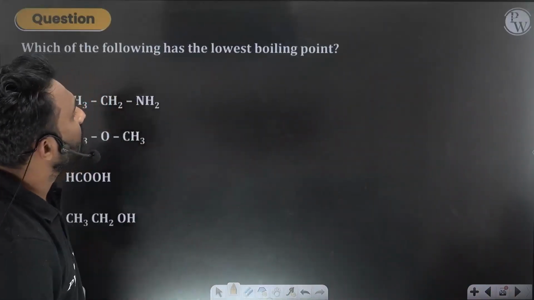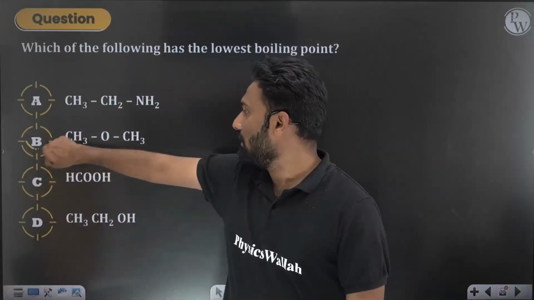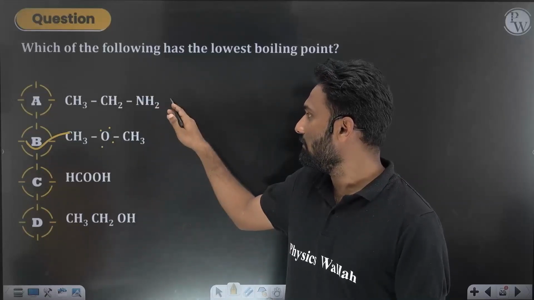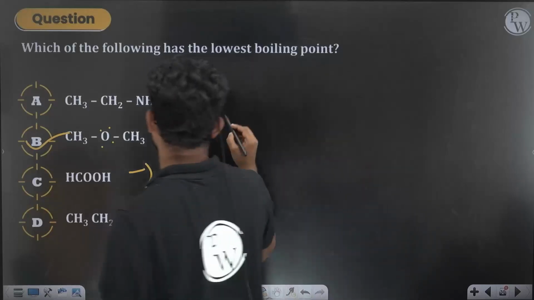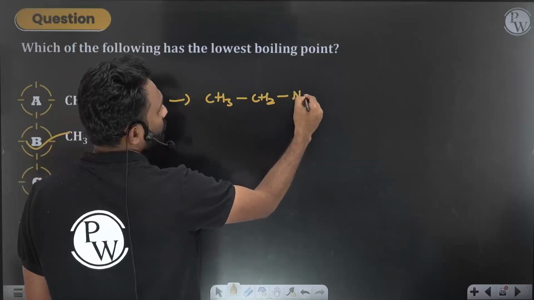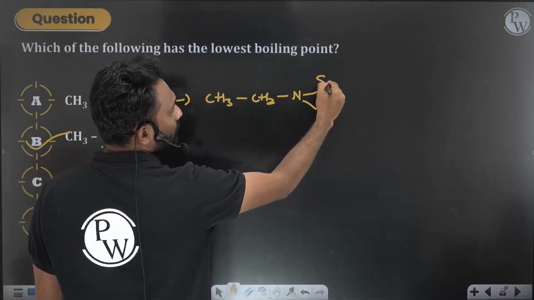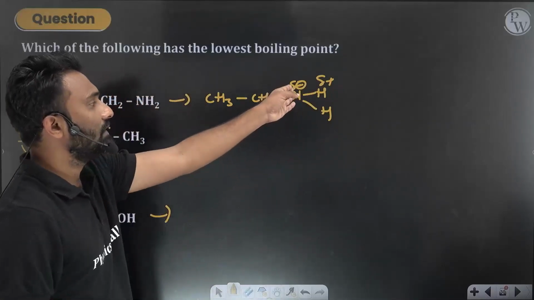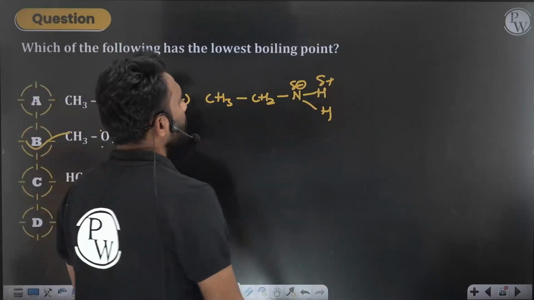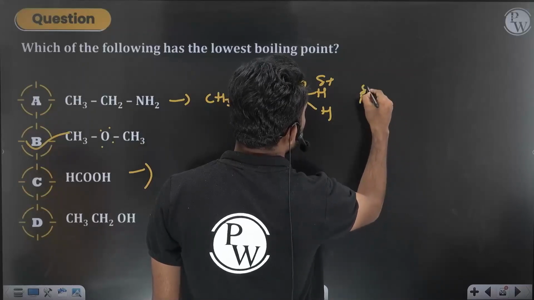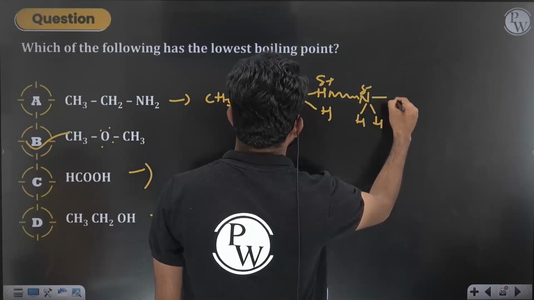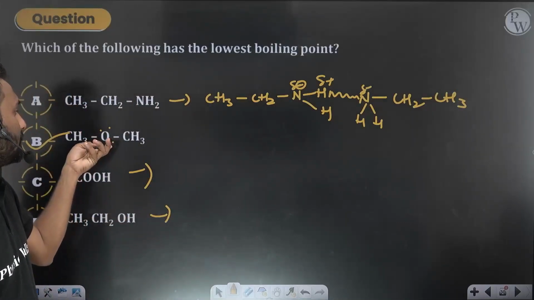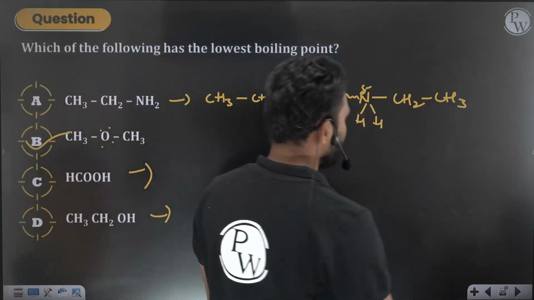Now, which of the following has the lowest boiling point? Here the ether has the lowest boiling point due to the absence of hydrogen bonding. In option A, option C and option D there will be hydrogen bonding, due to the partial charges: nitrogen is more electronegative than hydrogen, so it has a partial negative character and the hydrogen a partial positive character. It will form hydrogen bonding in this manner, in the solution. Here there is no formation of hydrogen bonding. Therefore it has the lowest boiling point.